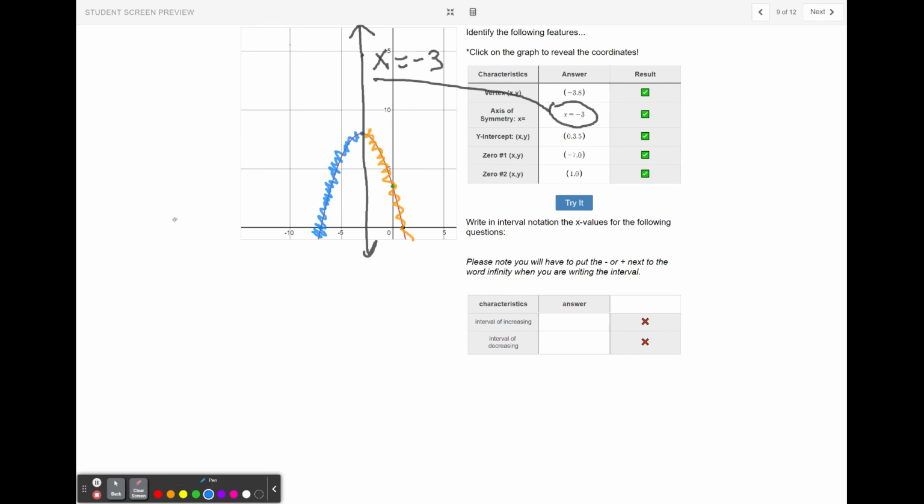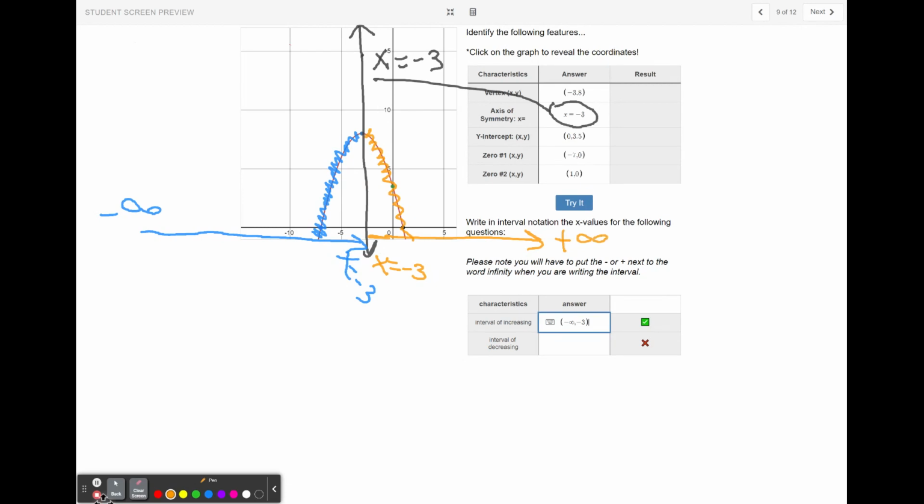So when is our graph increasing? Remember, you start from left to right. Left all the way over here is negative infinity. And what does it hit? It hits x equals negative 3. So if you type that in, and you actually write negative infinity and a 3, or negative 3 rather, you'll get it right. Now, which interval is it decreasing? Remember, you start at the wall. You're starting at x equals negative 3, and you're going all the way to the right, which is called positive infinity.